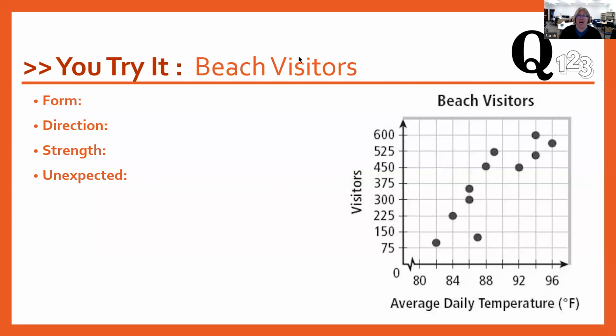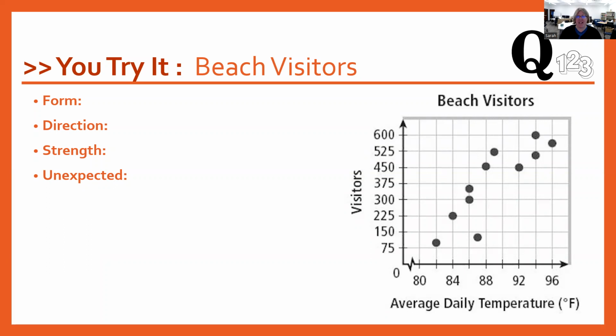Now that we've looked at how to describe a scatter plot using the form, direction, strength, and the unexpected or outliers, there are 2 scatter plots on your graph for you to go ahead and practice those skills. So identify that form, direction, strength, and unexpected, as well as write the direction into a sentence.